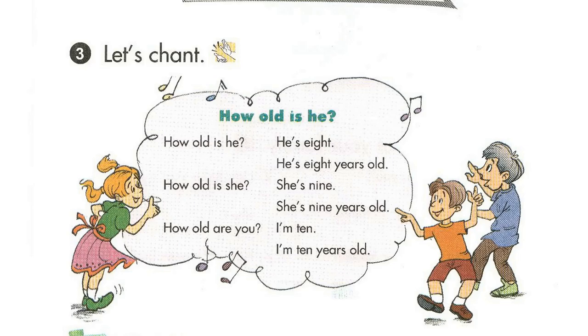Page 10, Lesson 3, Activity 3. Let's chant. How old is he? 1, 2, 3, 4. How old is he? He's 8. He's 8 years old. How old is she? She's 9. She's 9 years old. How old are you? I'm 10. I'm 10 years old.